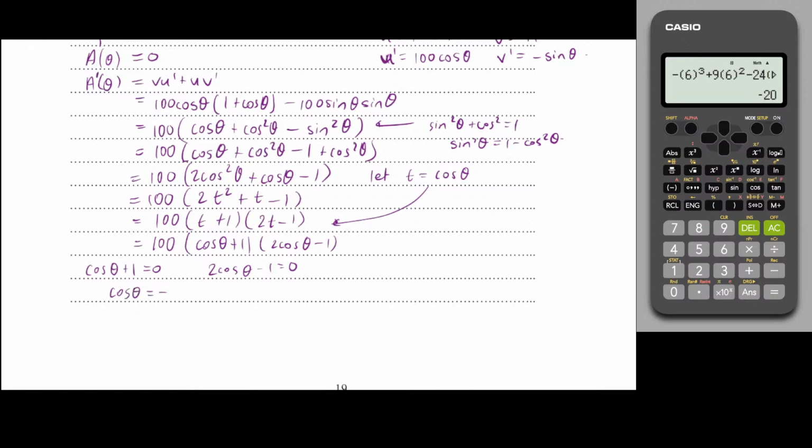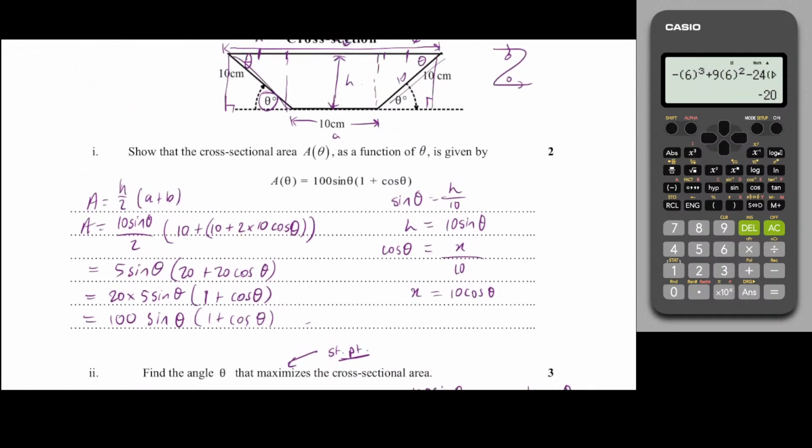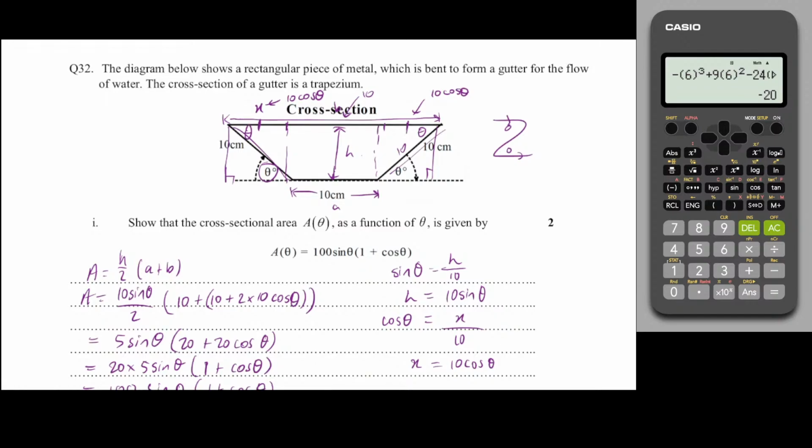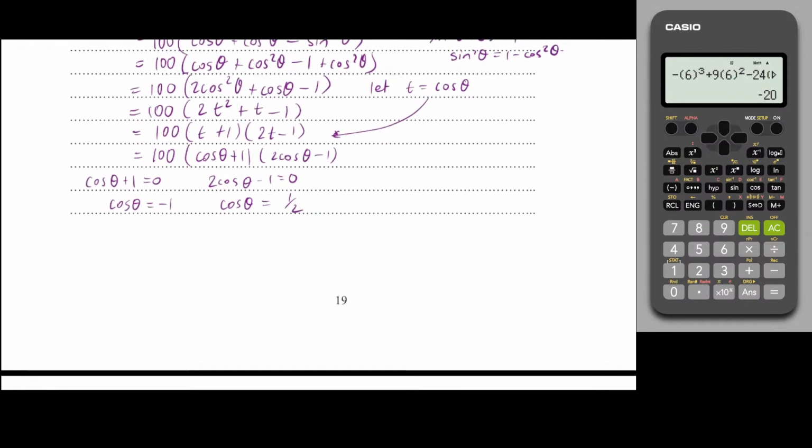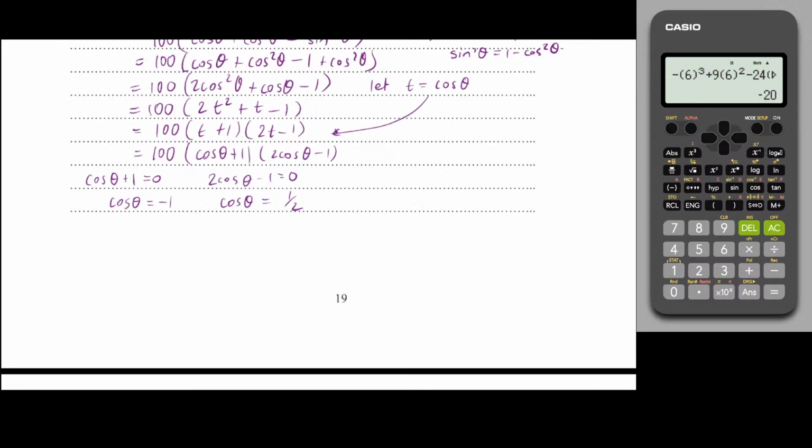Cos theta is equal to -1, or cos theta is equal to a half. Now, since theta is acute, come back up to here and have a look at our picture. It's an acute angle, so it has to be between 0 and pi on 2. So it has to be this solution here that we have to use. It can't be this solution on this side. So theta must be equal to pi on 3.